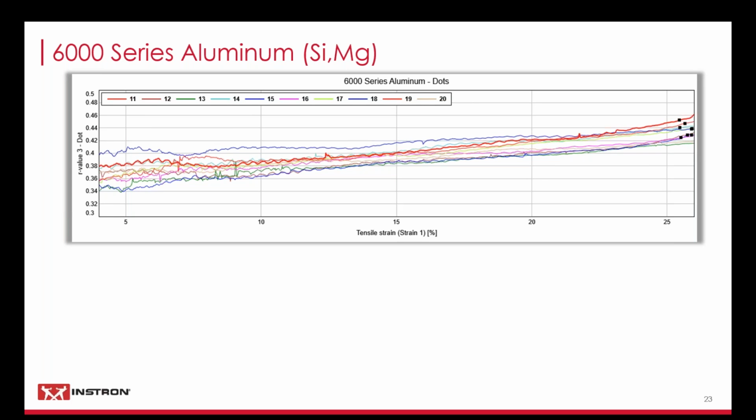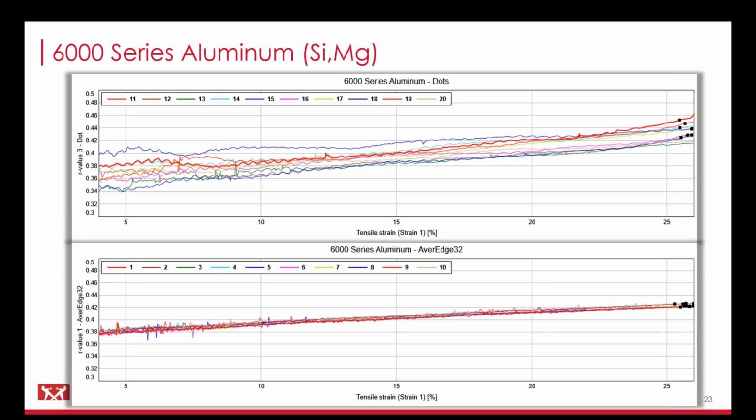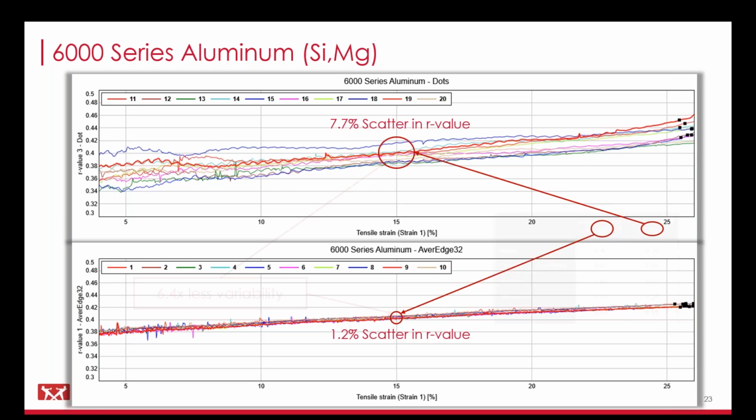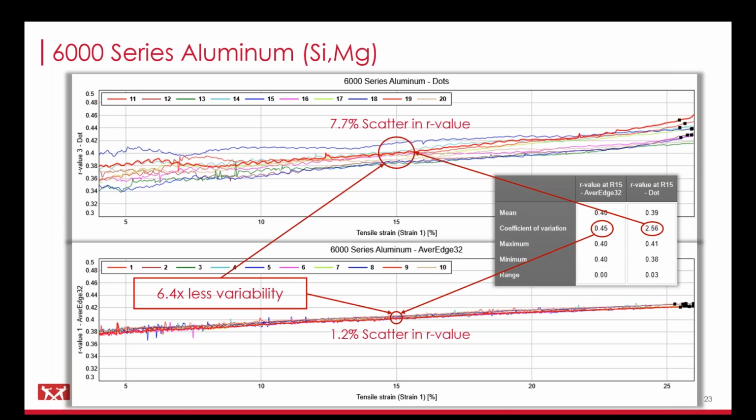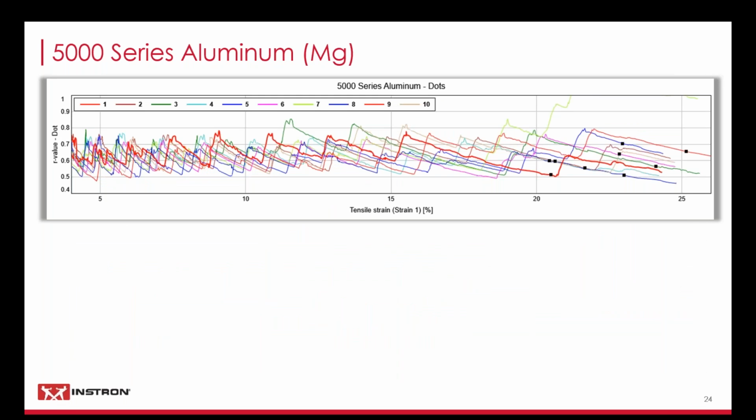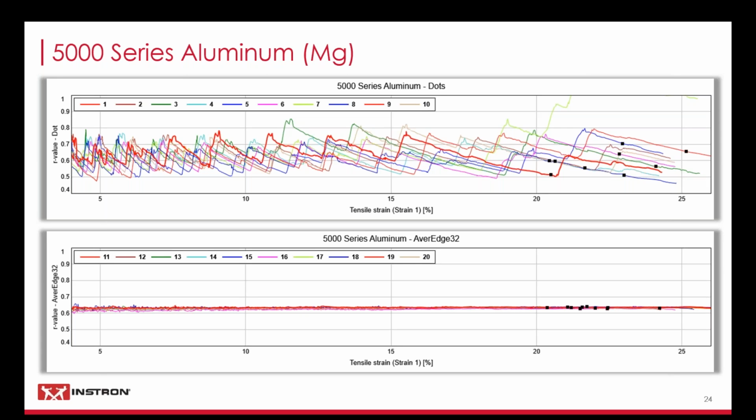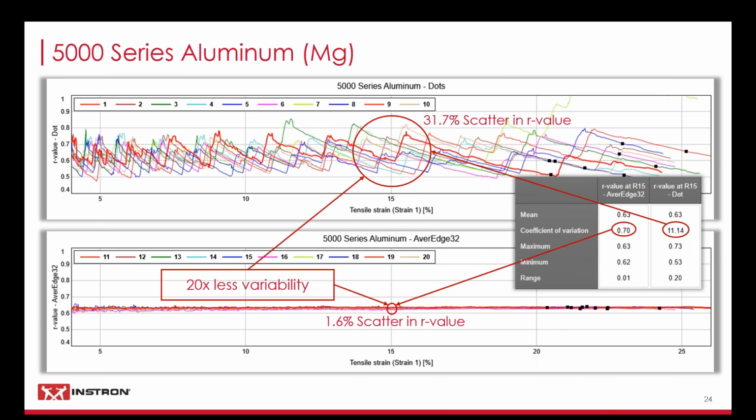And then looking at 6000 series aluminum, same thing: the top is a single point of transverse, the bottom is the AVE 32 capability. And again, the y-axis is the same scaling. And this shows almost 6.5 times less variability. And then finally, the 5000 series aluminum, which is known for having a large amount of PLC effect. And we can see that there's a very steppy, sawtooth pattern. And then at the bottom, that's the AVE 32. Again, the y-axes are the same scaling, and there's almost 20 times less variability.